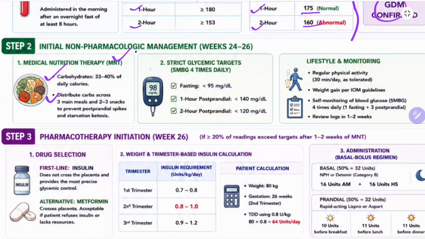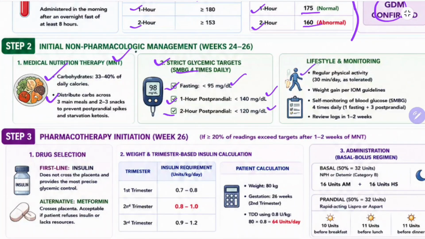So what should be the glycemic targets? Glucose should be measured 4 times daily: fasting, 1 hour postprandial and 2 hour postprandial. The target for fasting is less than 95. 1 hour should be less than 140. 2 hours should be less than 120.